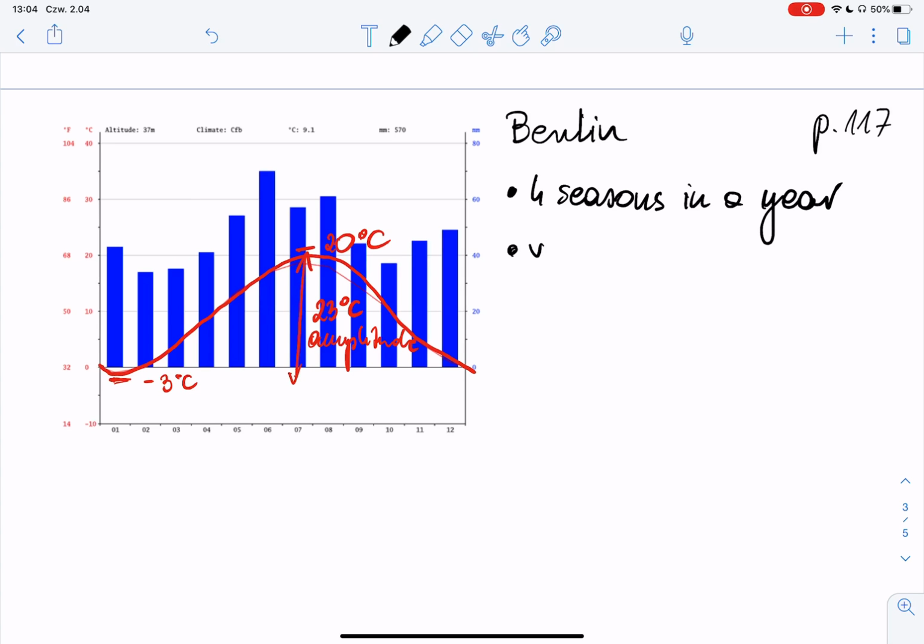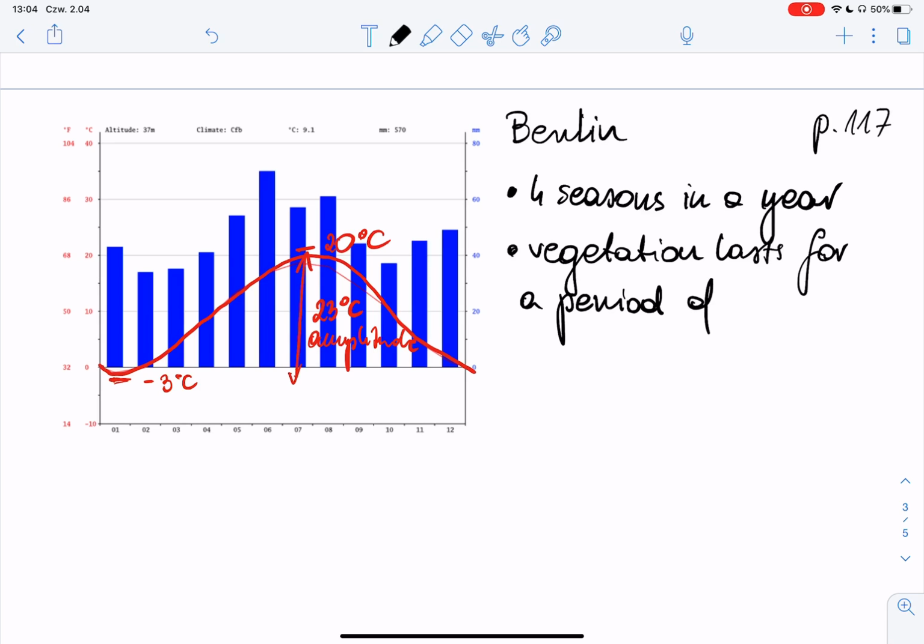So vegetation lasts for a period of a year. The more to the north you move, the shorter the vegetation period will be. The more to the south you move, I'm talking about the northern hemisphere, of course, the longer the vegetation period will be, but there is usually a time of pause for the winter.